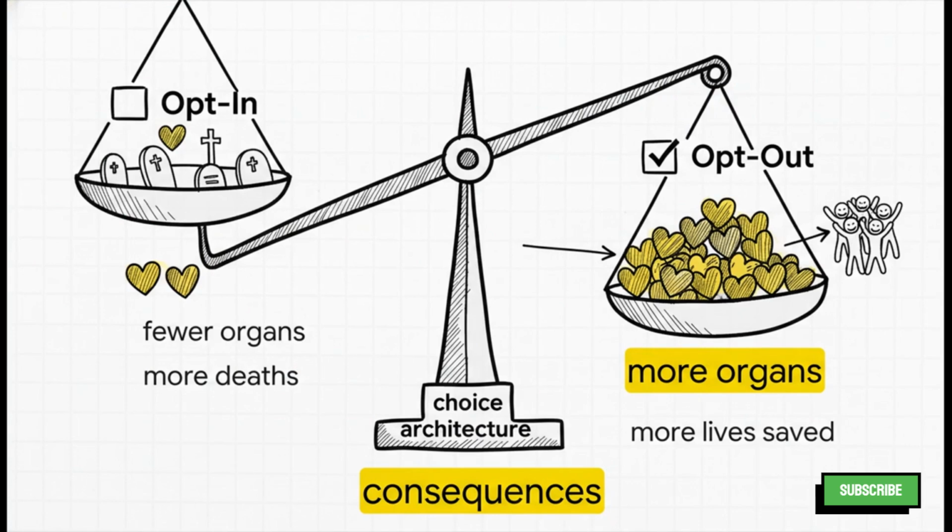Since there's no such thing as a neutral design, we have to own the consequences of the defaults we pick. An opt-in system isn't neutral. It's a design choice that leads to fewer organs and more deaths. And an opt-out system isn't neutral either. It's a design choice that leads to more organs and more lives saved.